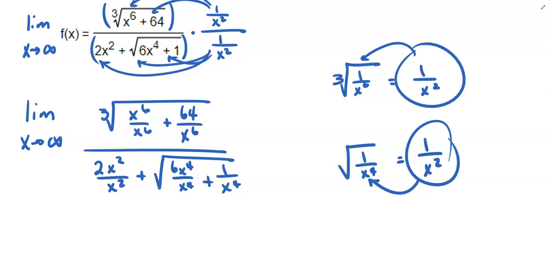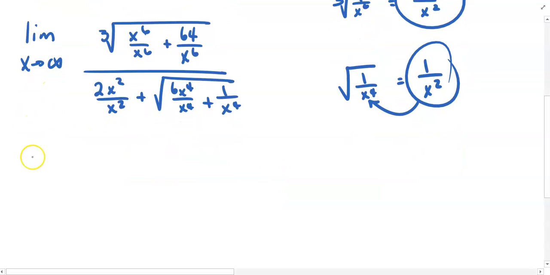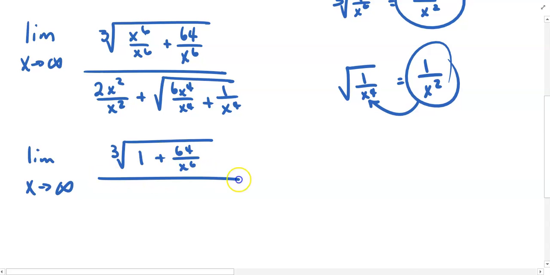So how is this trick particularly helpful? Well, when it comes to limit behavior, we should start to notice something that's occurring here with this x to the sixth over x to the sixth and 6x to the fourth over x to the fourth, as well as some constant over a polynomial and another constant over a polynomial. So as it turns out, the limit as x approaches infinity now is the cube root of 1 plus 64 over x to the sixth, over 2 plus the square root of 6 plus 1 over x to the fourth.